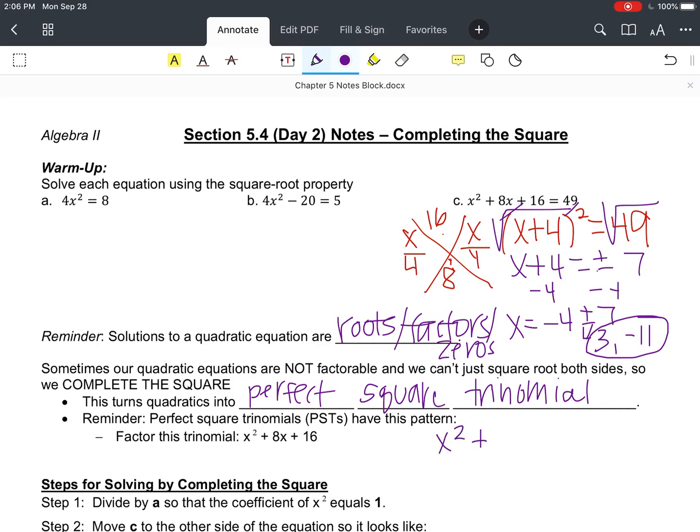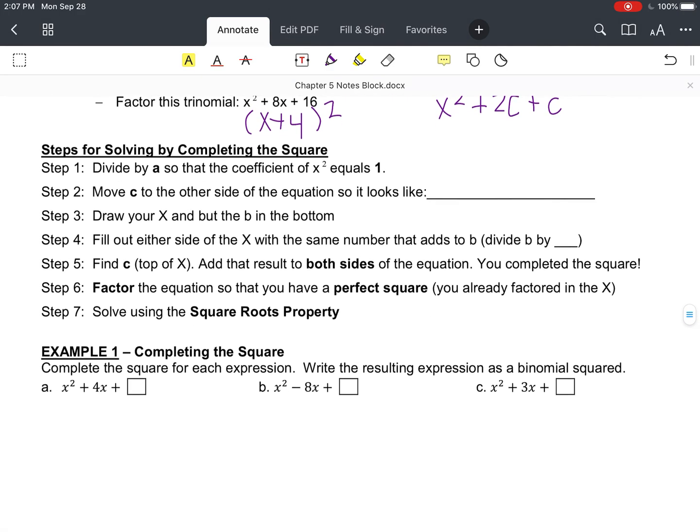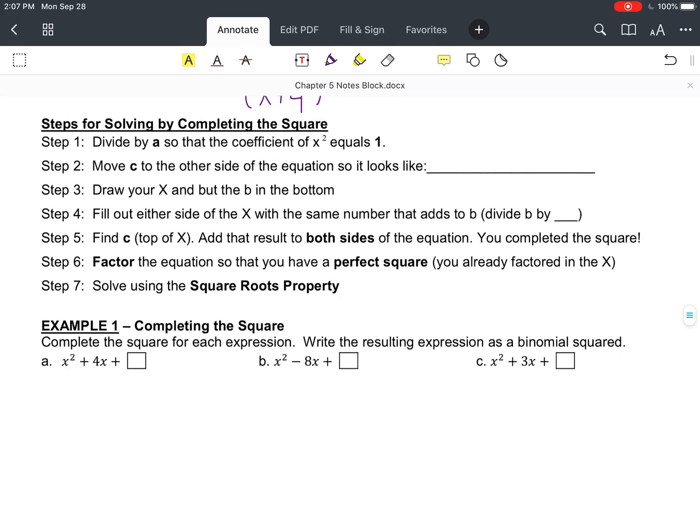It's always going to have the pattern of x squared plus 2 times c plus c squared. So notice my c here, 16, the square root of 16 up here in my original was 4, times that by 2, and that's how you're going to get 8. So it wants us to factor that trinomial, well, we just did up top, and that's going to be x plus 4 quantity squared. So that's a perfect square trinomial. And that's going to be important because when we complete the square, we're going to be ending up with perfect square trinomials each time.